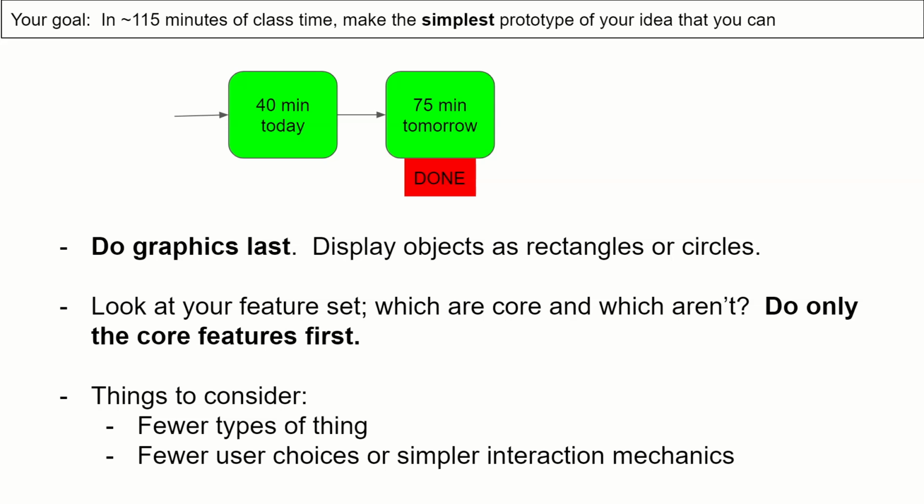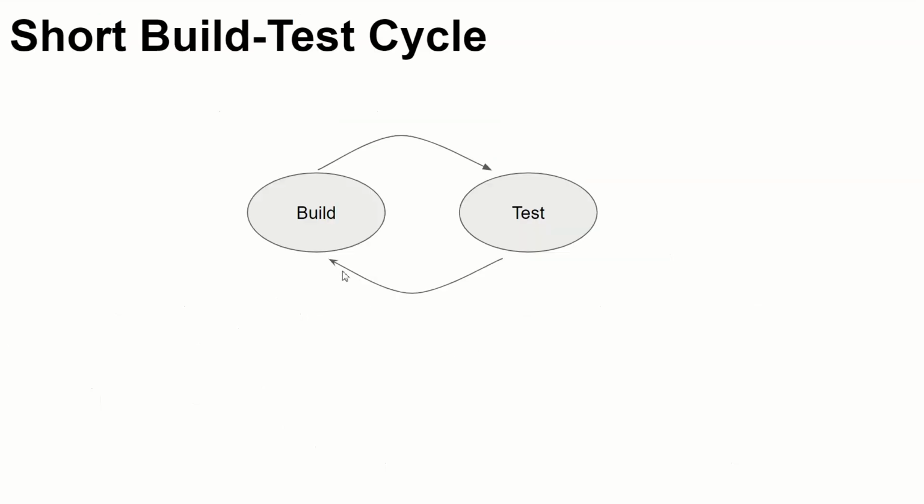If you look at a feature and you said, what if I just left it out? If the answer is I still have a game, then leave it out. If you're thinking it's a lame game or it barely counts as a game, that still counts. So you want to be really ruthless is maybe the word about cutting your features out. Okay, so fewer types of things, fewer choices, or simpler interaction mechanics.